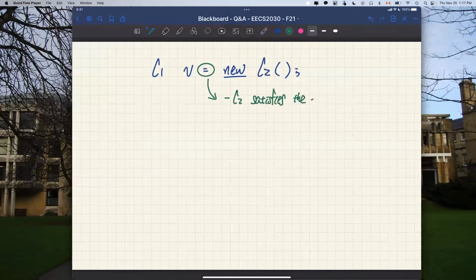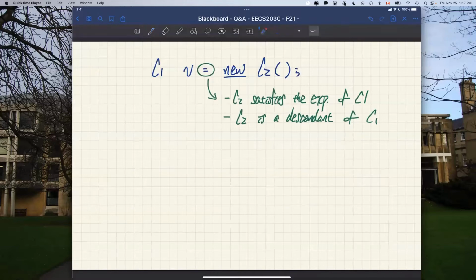the expectation of C1. That should be very natural to you. And also, formally speaking, C2 is a descendant class of C1. So that'll be the validity rule that we talk about, the rules of substitution. One thing to mention, alternatively, this is equivalent to saying C1 is an ancestor of C2, right? They're equivalent. I wouldn't write it down, but you know what I mean. So that's about the variable assignments.